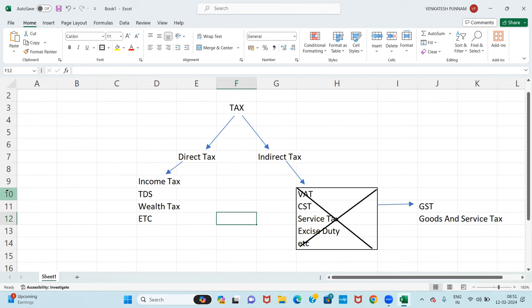Note it down. Goods and service tax is indirect tax. It is used to calculate when you do purchases and sales.